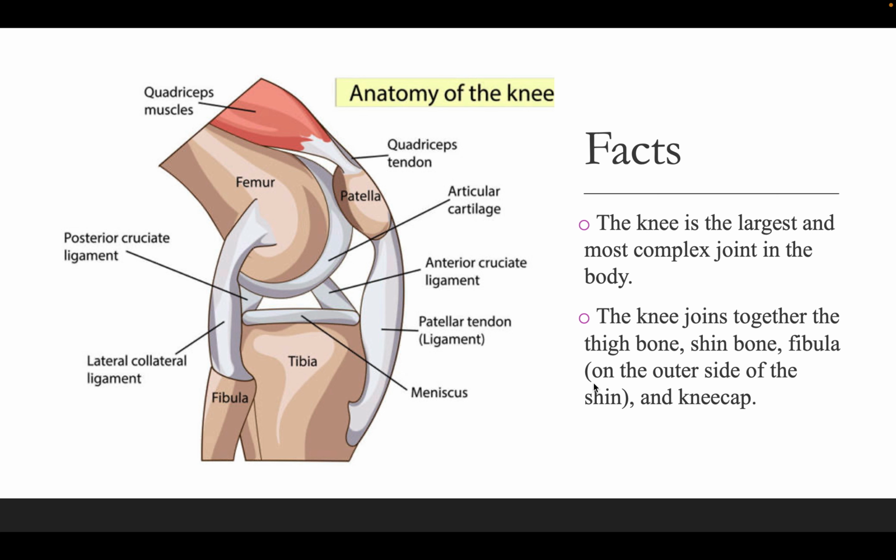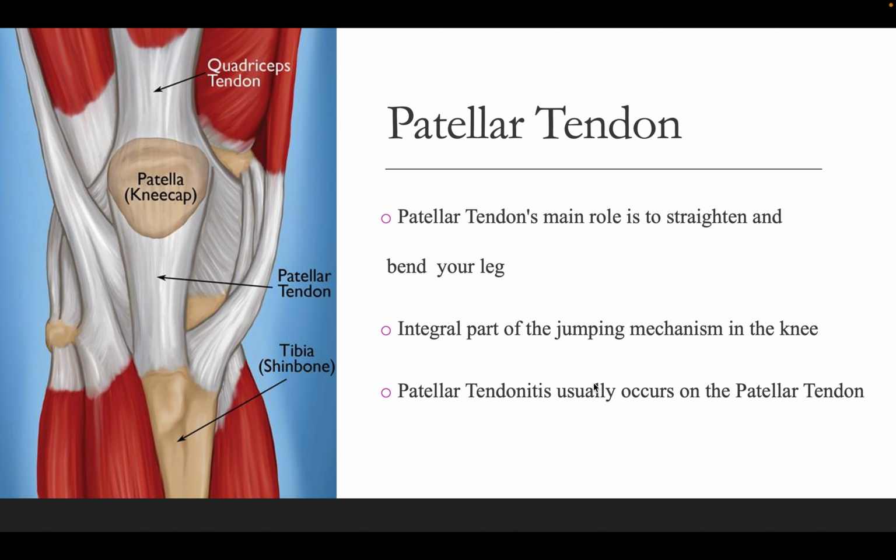Other important components include the PCL, LCL, patellar tendon, ACL, meniscus, tibia, and fibula. Together, they enable knee extension, flexion, and overall flexibility. However, today we are going to be focusing on the patellar tendon. Patellar tendonitis is a medical condition that affects the patellar tendon, a crucial component of the knee joint. This tendon connects the kneecap to the shin bone and is responsible for the movement of the lower leg, such as the bending and straightening of the knee.